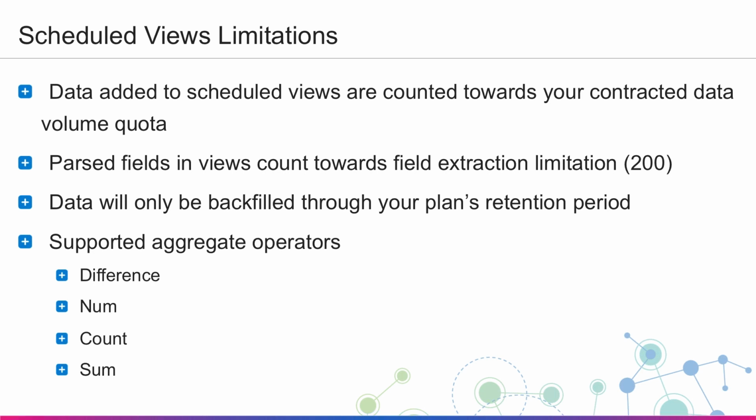Okay, as far as what aggregate operators we support, these are the 4 that we support at the moment: difference, num, count, and sum. So if you think about it, you don't want to average results, because when you want to do calculations based off of what's in the scheduled view, you're going to be taking averages of averages, right? So in order to avoid that, we just made that operator unsupported.